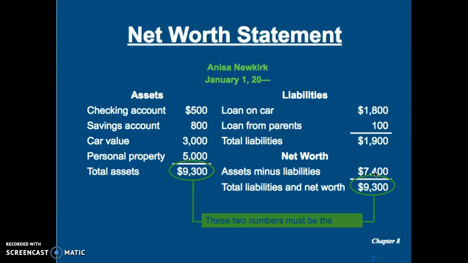In order to figure this all out, to make sure that you're right, you can go back and say, if I take the total liabilities, which is 1,900, and I take the net worth, which is 7,400, these two numbers together should equal 9,300, which was the original asset value. So you can kind of do a check to make sure that your math is right. But all in all, if we wanted to know Anissa's net worth, it would be 7,400.